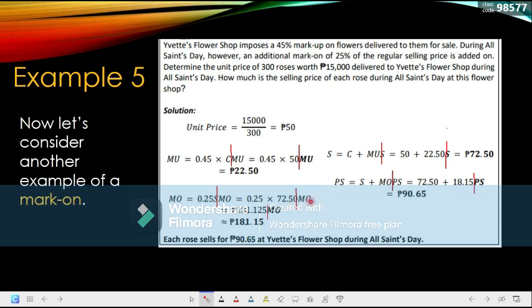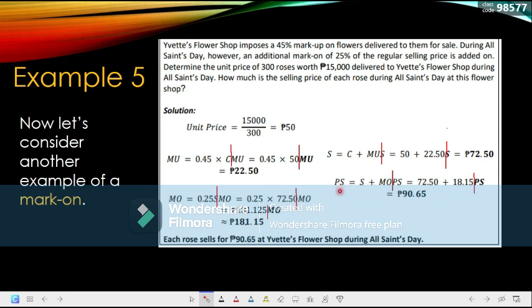Therefore, the mark-on is equal to 72.5 times 0.25, which is 18.15. There's a typo error with this one, or it is approximately 18 pesos and 15 centavos. The question is, how much is the selling price of each rose during All Saints' Day at this flower shop? So we will add the mark-on to the original selling price.